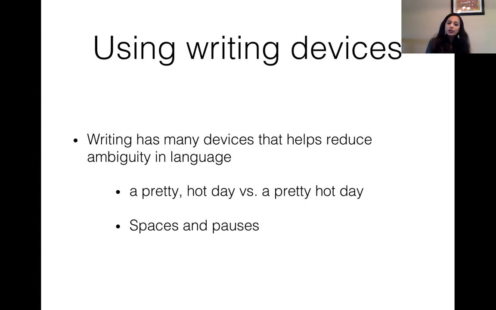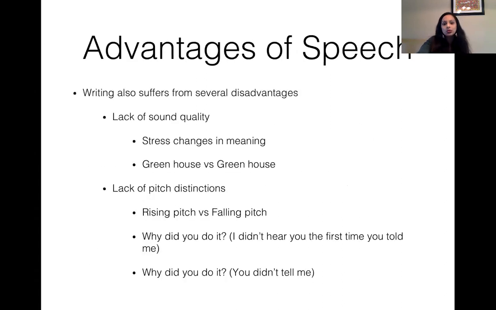You can also use a lot of devices in writing that signal or disambiguate language. When you say "a pretty hot day" versus "a pretty, hot day," I use different intonation, as you just heard, but also when you see that comma between the two adjectives, pretty and hot, you know that the meaning is very different. It's a pretty day and it's a hot day, versus it's a pretty hot day, that is, the temperature is really warm. So you can use spaces and pauses in writing that signal meaning. But when it's just speech without the words, it's very difficult to discern the meaning aspect of language. So that's the use of writing.